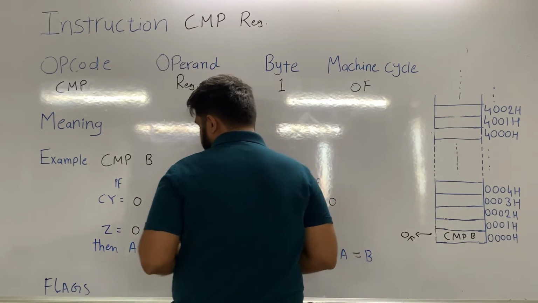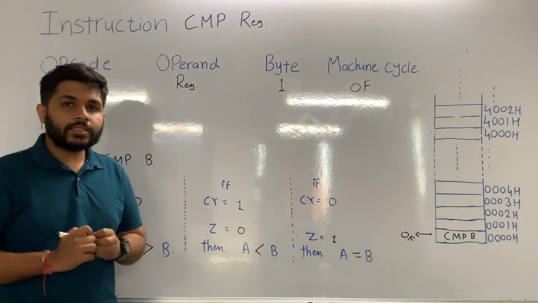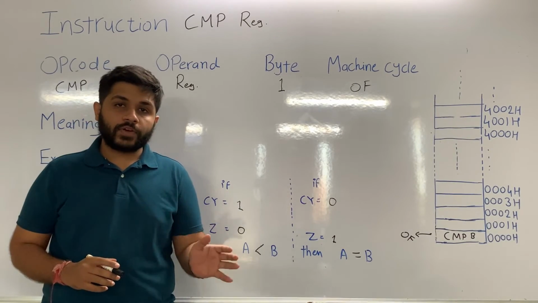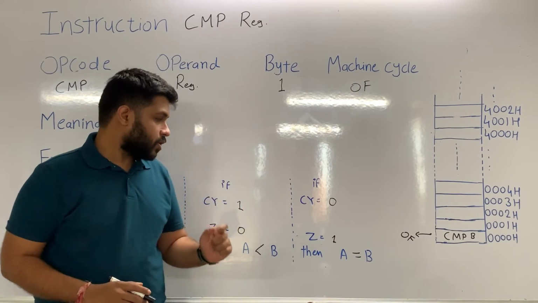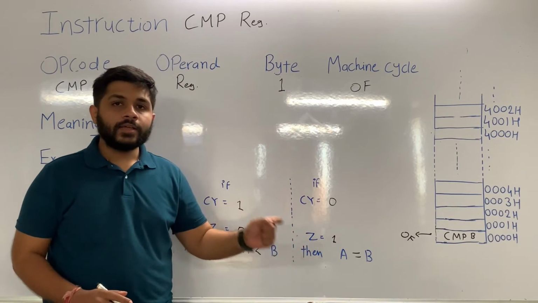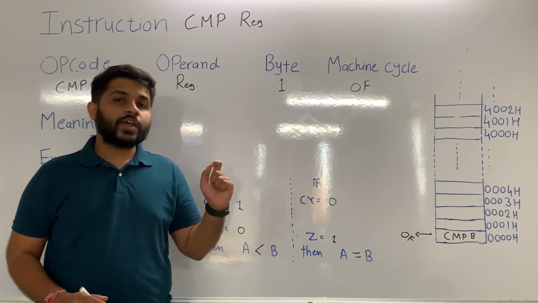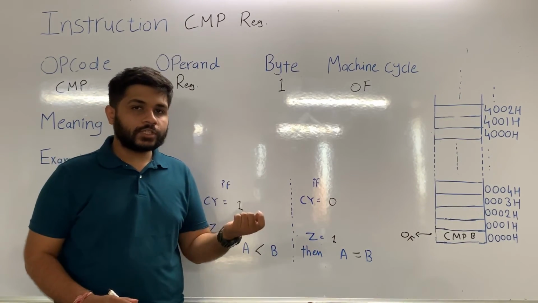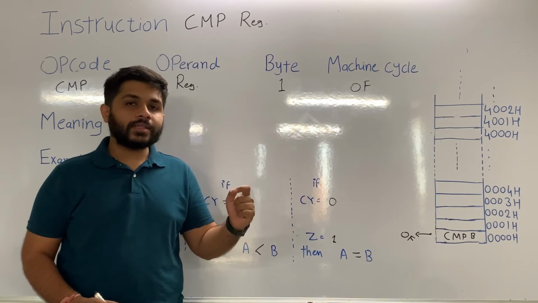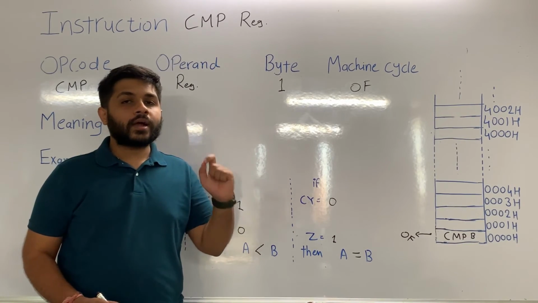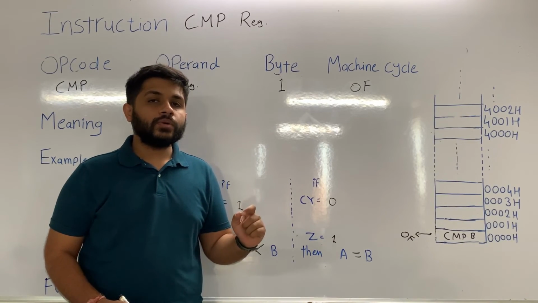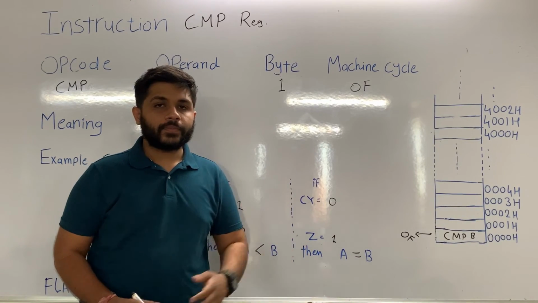Now let's see the status of flag. When this instruction is executed, all the flags will be affected. But from the status of carry and zero flag, we can decide whether the content of accumulator is greater than the content of register, or smaller than the content of register, or equal to the content of register. And this is it.